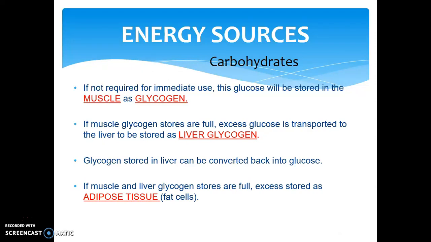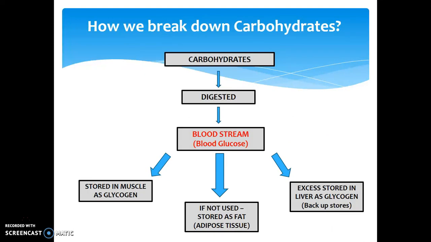So what do we call fat? We call the fat cells adipose tissue. So a nice little flow chart here. What happens when we break down carbohydrates? So what happens once the carbohydrate is consumed? It's digested in the body, then it goes into the bloodstream and we find that as blood glucose. Then from here, if there's an excess, we don't use it straight away, it's stored as glycogen in the muscles. If not, again, we've got too much of it in our blood, it's stored in the liver as glycogen, so backup stores. If we've got an excess still, then it's going to be stored as adipose tissue around our muscles.